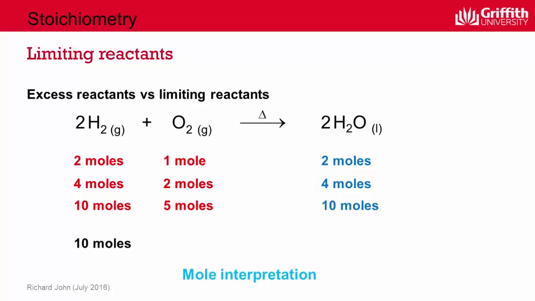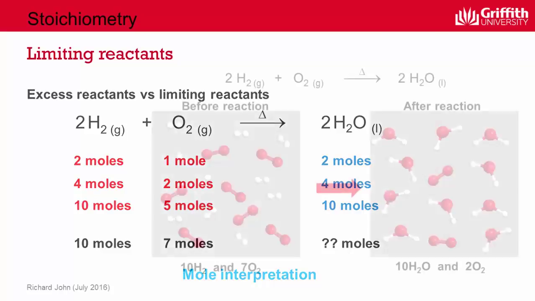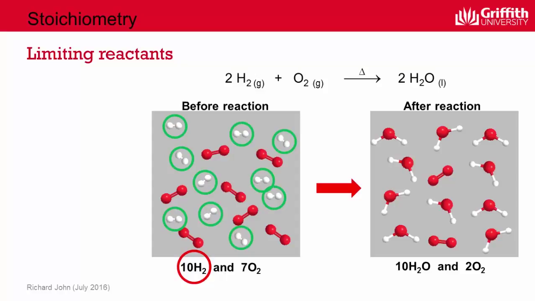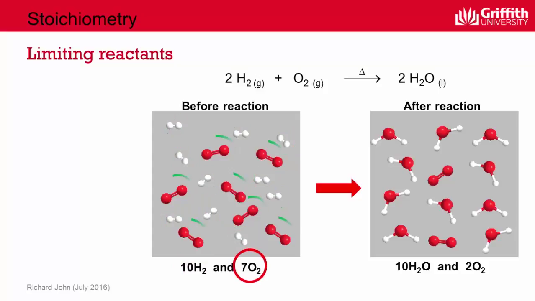What happens when we're not in the same ratio as the stoichiometric coefficients? For example, if we started with 10 moles of hydrogen and had 7 moles of oxygen, how many moles of water would be produced? We can represent that scenario using these diagrams here. Before the reaction, we can say that we've got 10 moles of hydrogen, represented, for example, by these 10 hydrogen molecules in white here, and we have 7 moles of oxygen, represented by these 7 molecules of O2.